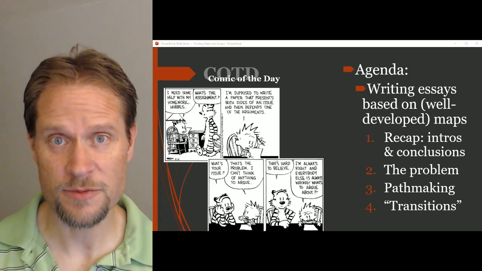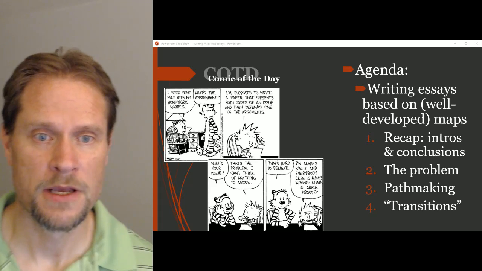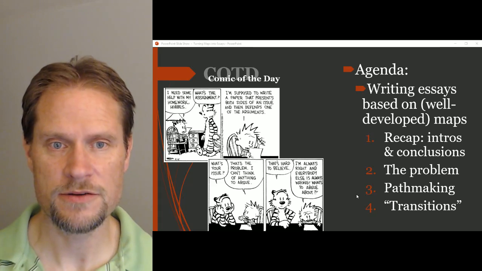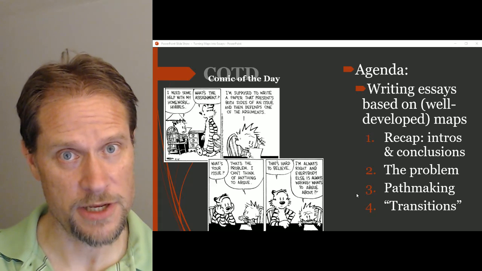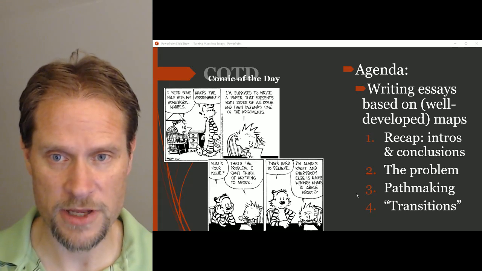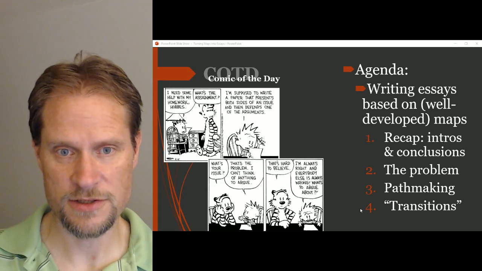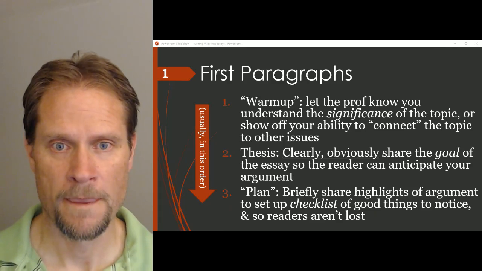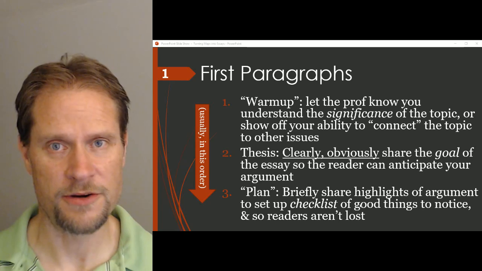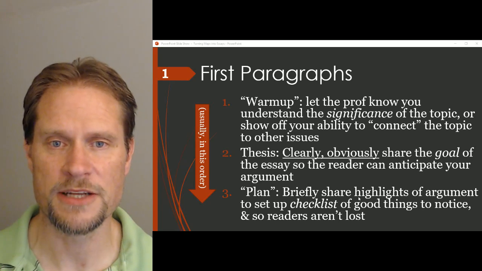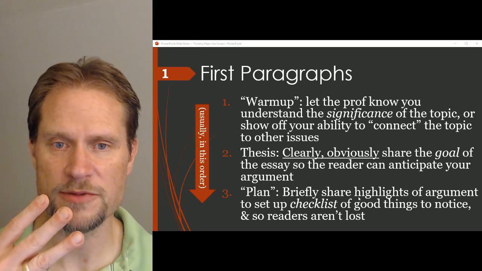Okay, it's going to be a recipe. All right, we've got a few parts here that it's broken down into. So the first thing we're going to do is quickly recap the intros and conclusions, right? But then we're going to talk about the trickiness and then the solution to the trickiness in two parts. So first, I don't know how long it's been since you looked at this, but here are a couple slides just to remind you, right? First paragraphs have three jobs to do.